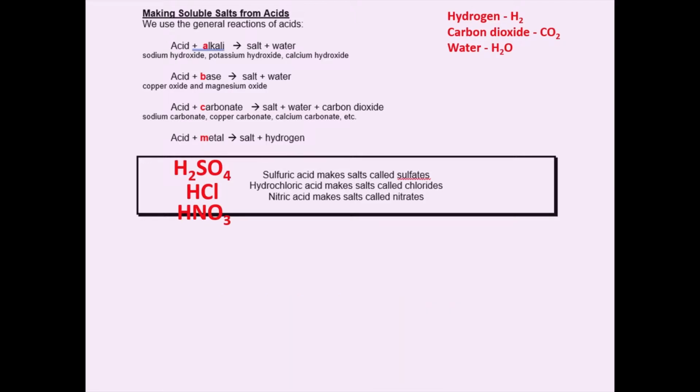Next one, potassium hydroxide and nitric acid. Now, the type of reaction: hydroxide, so oxides or hydroxides or alkalis or bases. So probably better to call that an alkali. So acid plus alkali, salt plus water. So our salt, potassium nitrate. Remember, nitric acid gives nitrate, so potassium nitrate. And then because acid plus alkali, salt plus water, water.